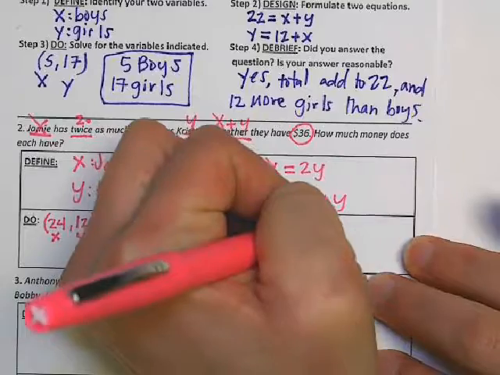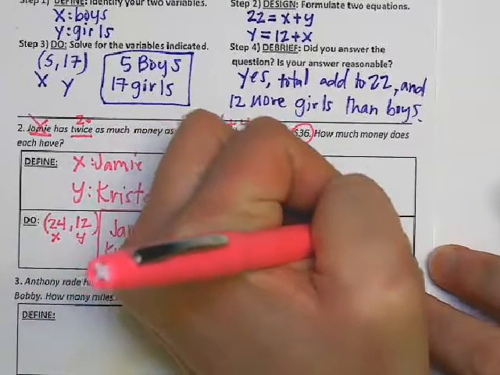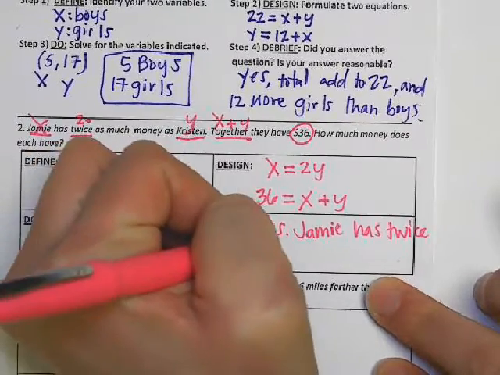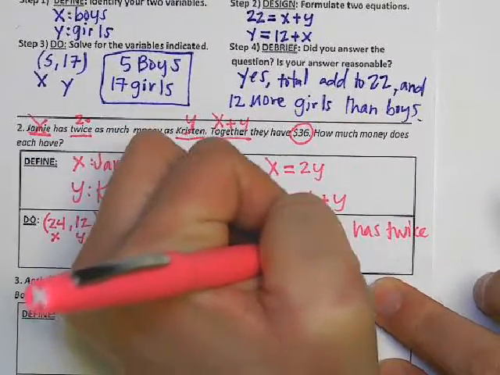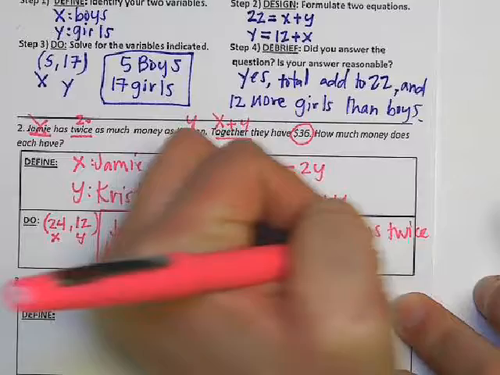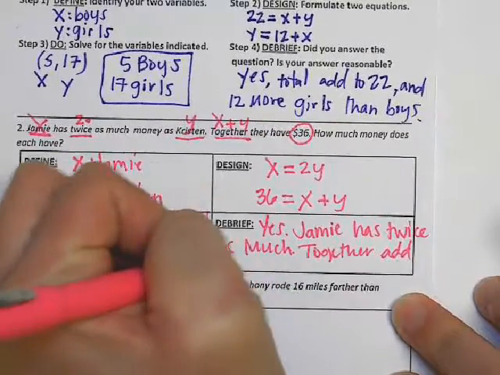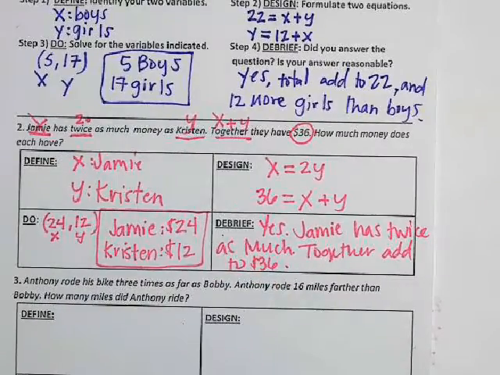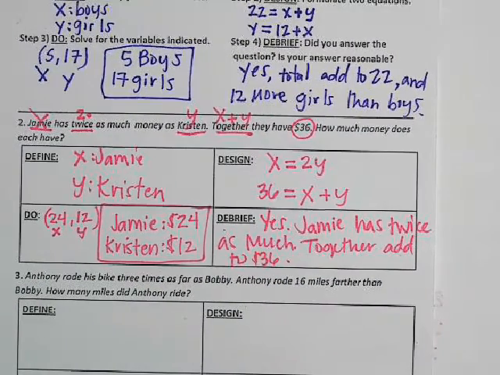Jamie has twice as much. Together add to $36. Any questions? How are we feeling?